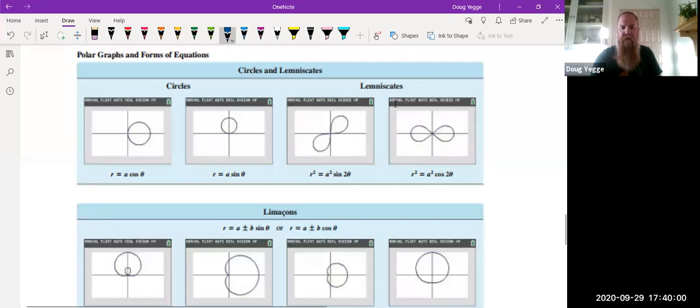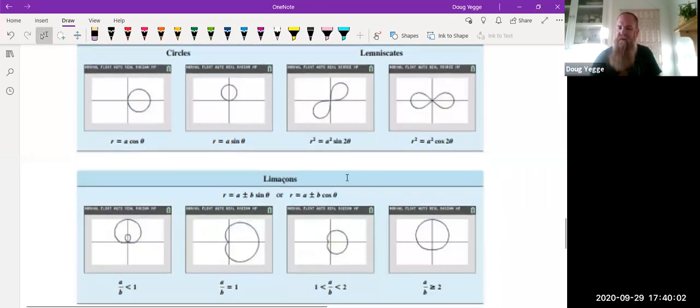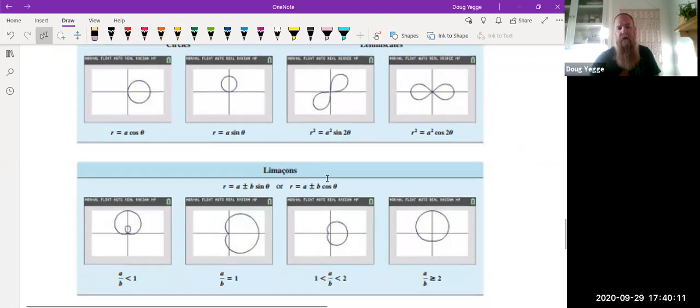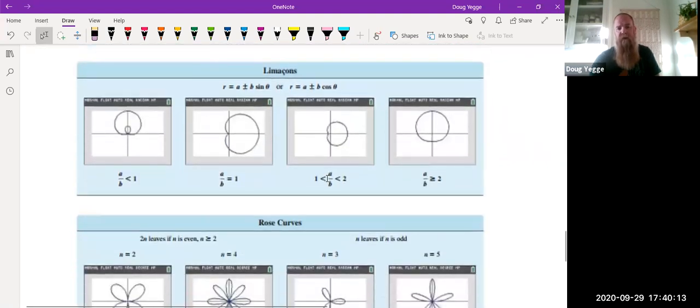Now, the next ones here, there's a few that are called lemniscates that look like infinity symbols, and that typically happens whenever you have r being squared, while the angle is 2 theta. I want to focus a little bit on these limaçons. The limaçons are anytime you have a sine theta term or a cosine theta term with a constant added or subtracted from it. So for instance, maybe we had 1 plus 3 cosine theta.